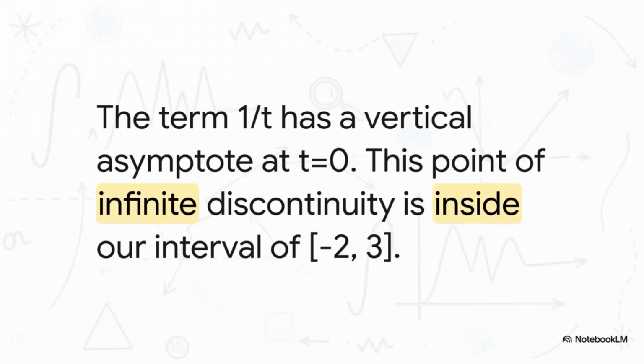This is the catch. That little term, 1 over t, has a massive problem. It is completely undefined when t equals 0. This creates an infinite discontinuity, a vertical asymptote, and it's sitting right smack dab in the middle of our interval, from -2 to 3. Look, this isn't just some tiny little detail. This is a complete game changer. It basically invalidates the entire method we just used.